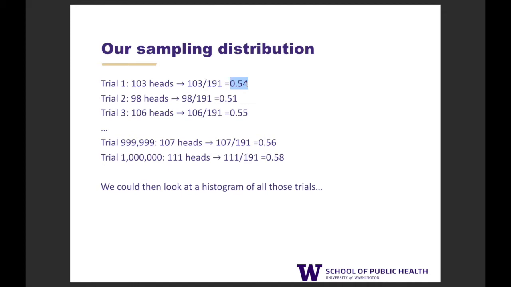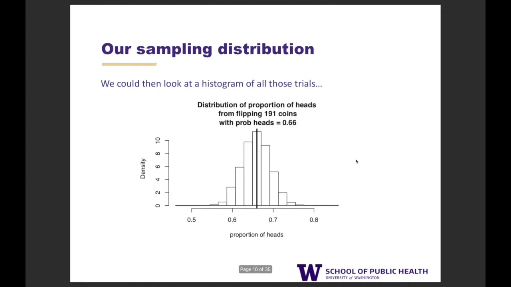We do it again. We flip 191 times. We look at the number of heads, but we record not the number, but the proportion of heads. 98 out of 191 is 0.51. And we keep doing this. Each time we run a trial, we flip that coin, we calculate the proportion of heads, and we report that. After maybe 1 million trials, we have all of these proportions of heads, and we can look at a histogram of the proportions of heads on all of those trials.